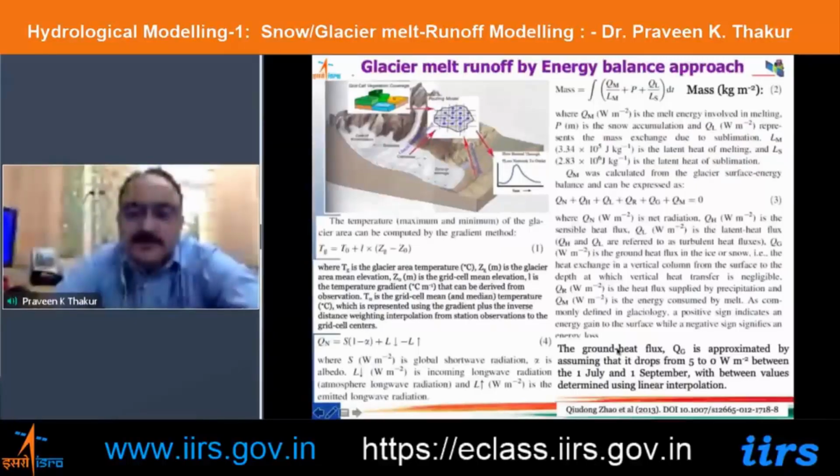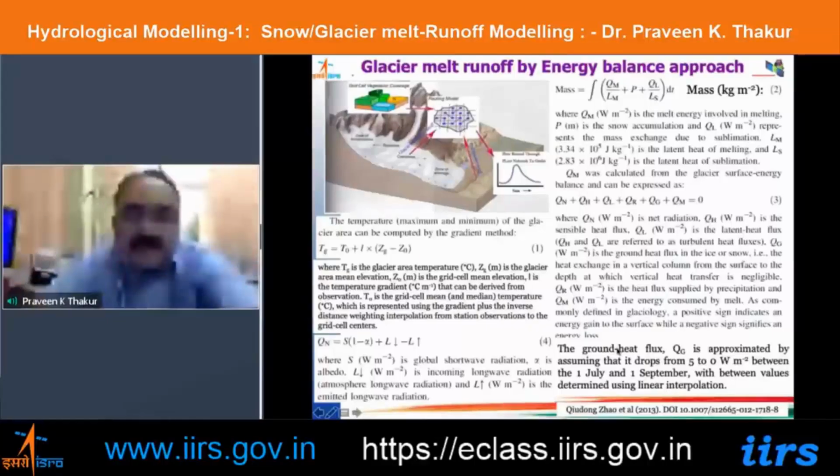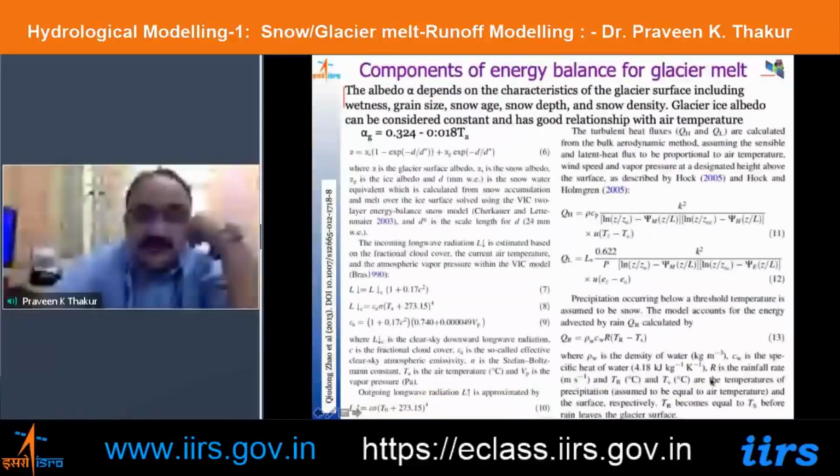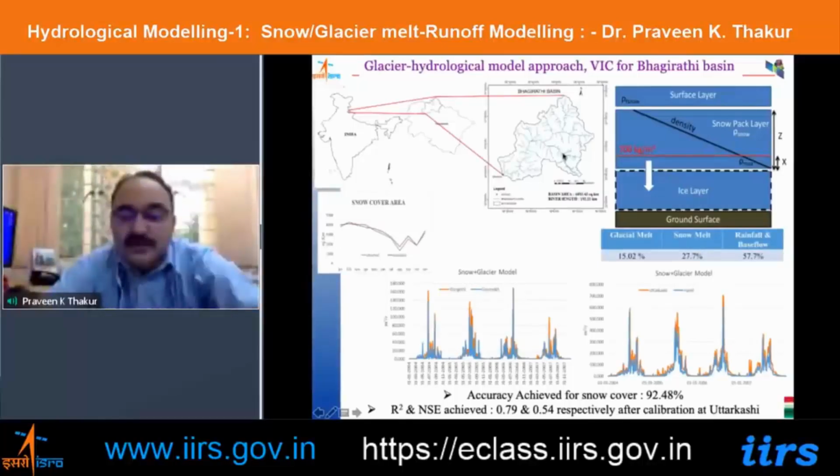This particular glacier melt model was used up to Uttarkashi for the Ganga basin. You can see here for Uttarkashi, the glacier melt contribution is 15%, snow melt is 27%, and rainfall runoff is 57.7%. This contribution of glacier melt will increase as you go near the Gomukh area. Here in the Gomukh area, the glacier melt can be as high as 40%.